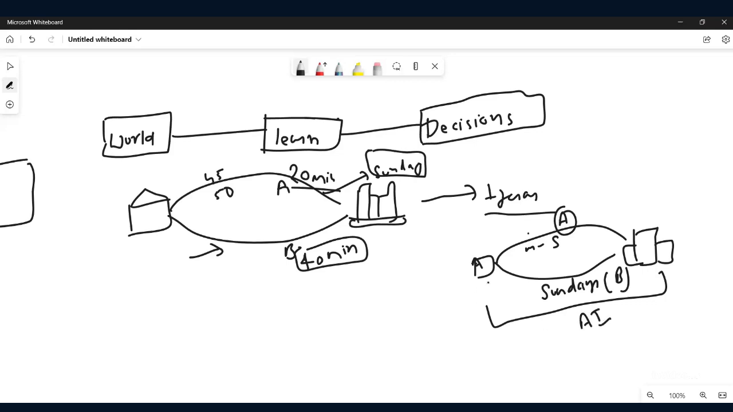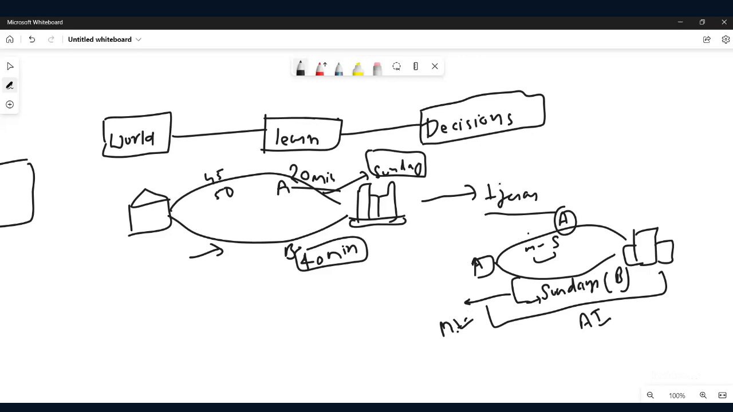Let's see. And this learning that we made, that okay, from many observations, we made this learning that Monday to Saturday, I need to go from route A, and on Sundays, I need to go from route B. This is part of my machine learning. So I guess I'm making my point clear.